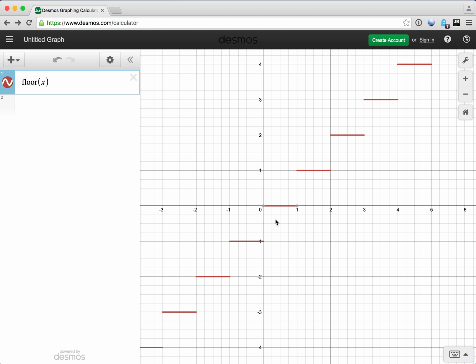Yeah. So what's the limit as x approaches 1 of the greatest integer function? 0. Well, it depends. Actually, it doesn't exist, right? Because it's different from both sides. So if I approach from the left, it's 0. If I approach from the right, it's 1.